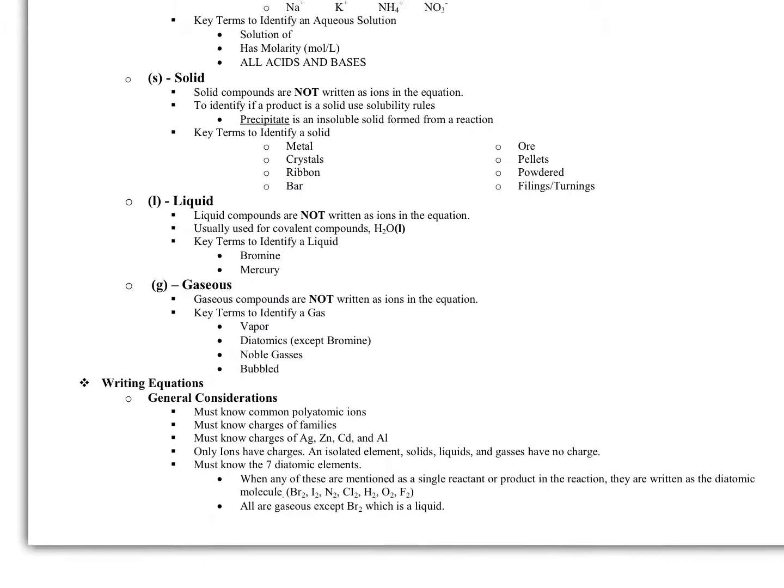At the very bottom, here are some general considerations that you need to cover. You need to read through and always keep those in mind. Making your 7 diatomic elements: Br2, I2, N2, Cl2, H2, O2, and F2. C is not a diatomic element, and I saw that problem a lot yesterday. If it is not diatomic, you do not put a little 2 beside it.